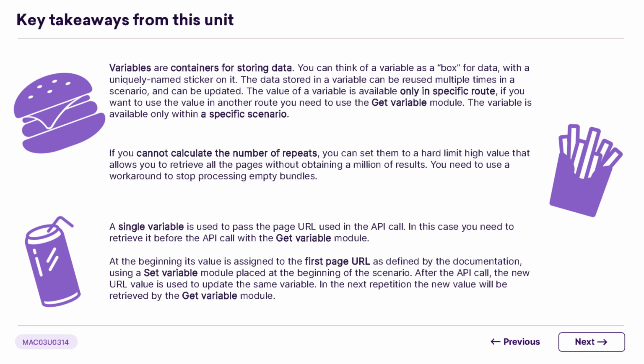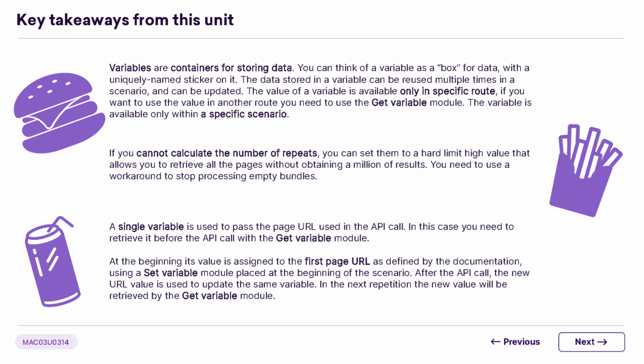In this unit, we've explored the concept of variables and their pivotal role in managing data within a scenario. Think of variables like boxes with unique labels that store data for you. They're essential for tasks like making API calls, where a single variable might be used to hold the URL for each page request. Now, if you ever face a situation where you can't determine how many repetitions are necessary, setting a high limit can be a practical solution. This ensures you gather all required pages without overwhelming the system. Plus, a smart workaround can help you stop processing any empty bundles that might crop up.